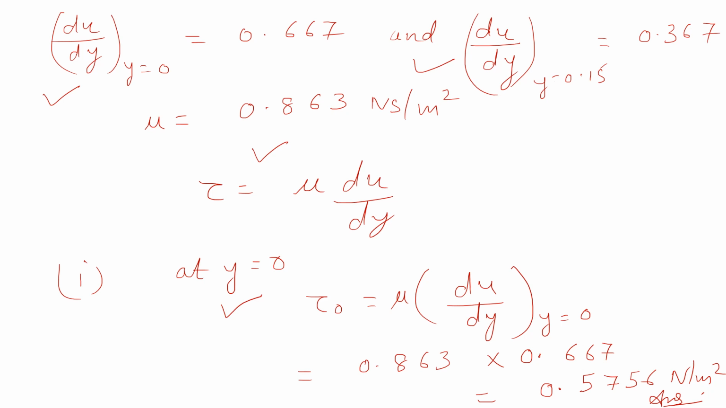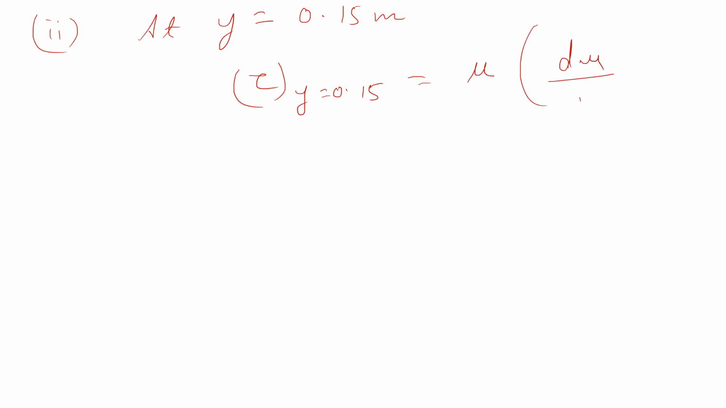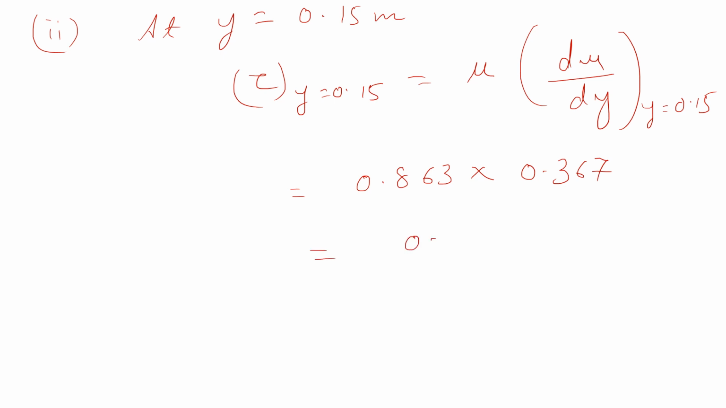So now we will find the value of shear stress at the next value of y. At y is equal to 0.15 meter, shear stress will be given as mu du over dy at y is equal to 0.15. So we will put the value, that is 0.863 multiplied by 0.367, and we will get 0.3167 Newton per meter square. So this is our answer.